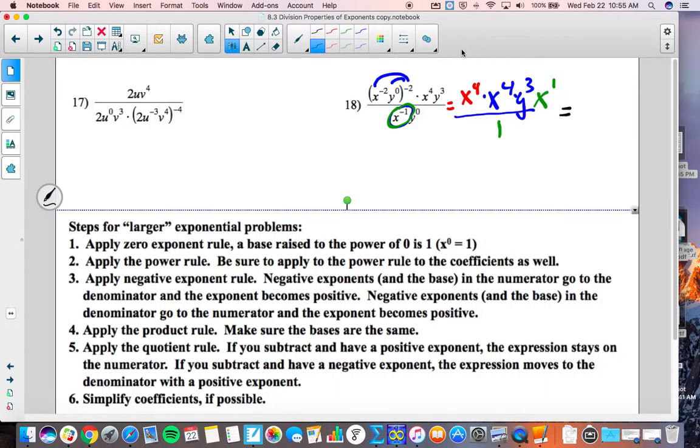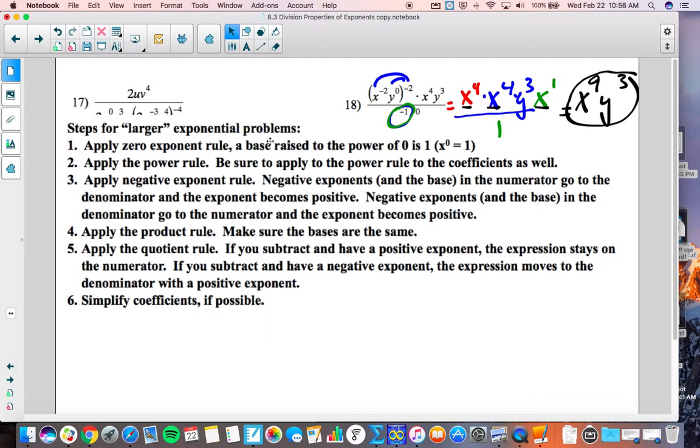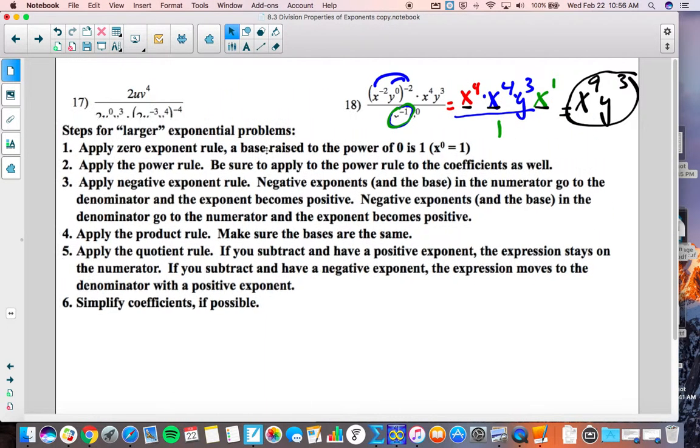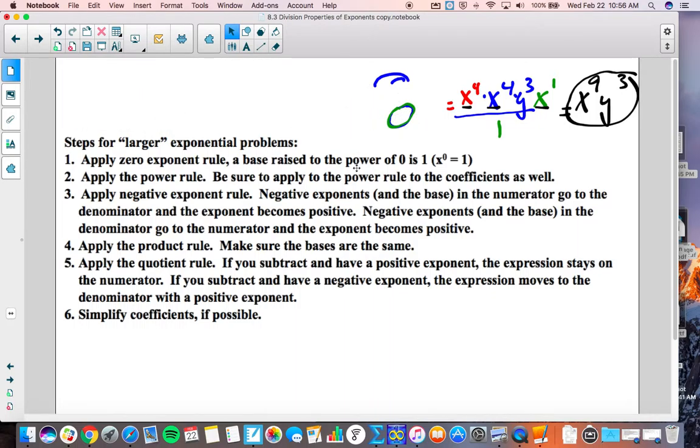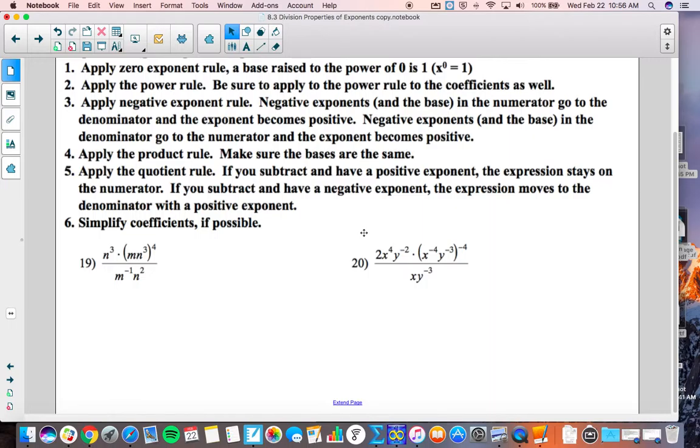So let's clean up the top. I've got 3 sets of x's that are getting multiplied together, 4 of them here, 4 of them there, and 1 of them there. All in all, that's x to the 9 and y to the 3rd. And again, it's divided by 1, but we don't need to write that down. There we are. Let's try number 20.